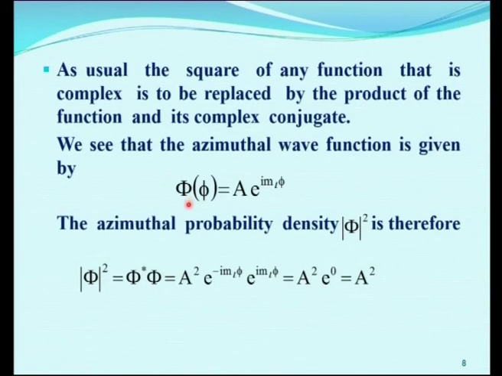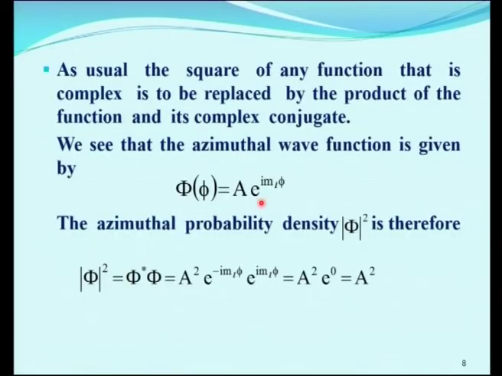So, we see the azimuthal angle phi. Based on the azimuthal angle we have got a solution that we also saw in the previous session, that is Phi of phi is equal to A into e power i m l phi. The azimuthal probability density, if we say the function is Phi, then the probability density means modulus Phi squared. So, modulus Phi squared is equal to Phi star into Phi.